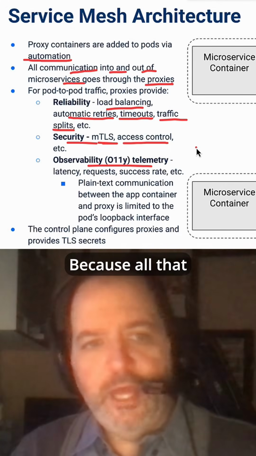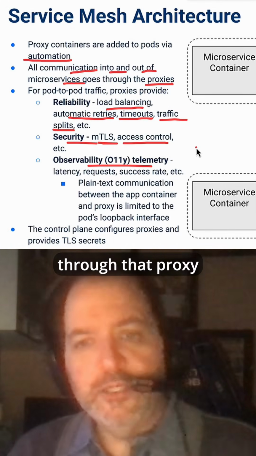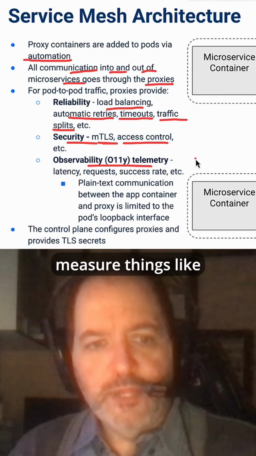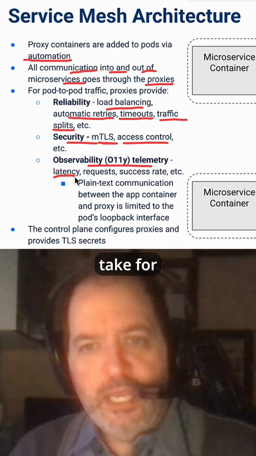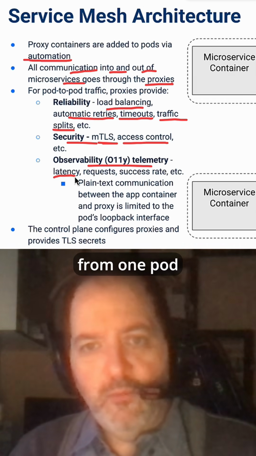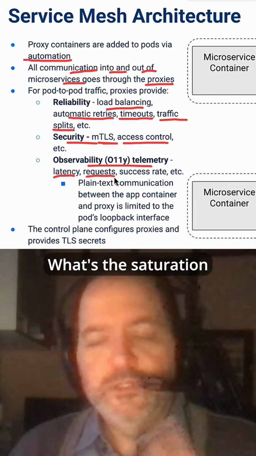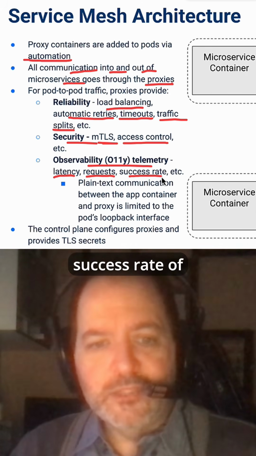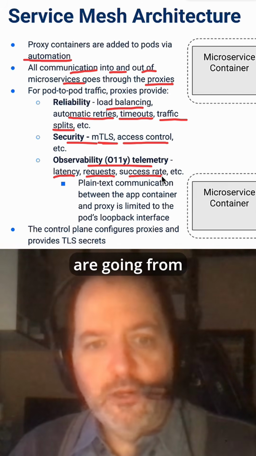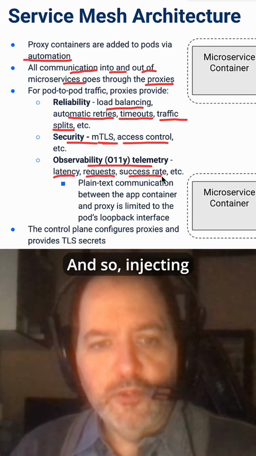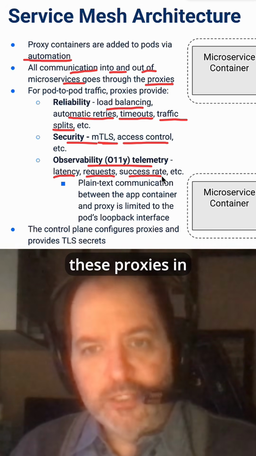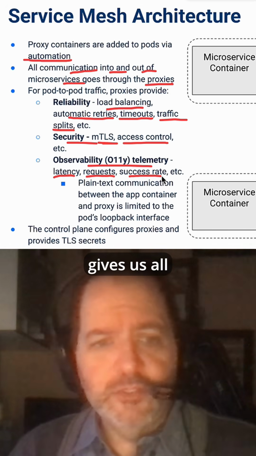Linkerd telemetry. Because all that traffic is going through that proxy container, we can measure things like latency, like how long did it take for a request to go from one pod to another pod, how many requests in total, right? What's the saturation level? What is the success rate of those requests that are going from one container to another? And so injecting these proxies in the data path gives us all of these features.